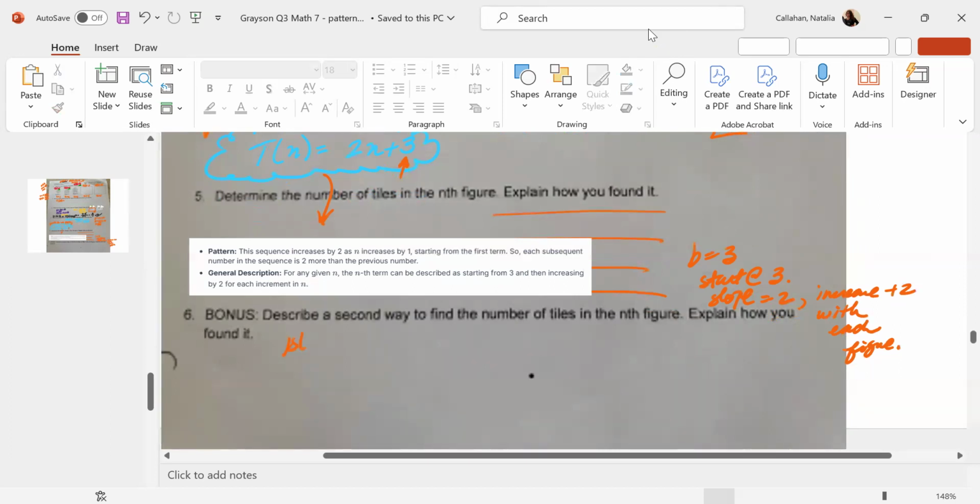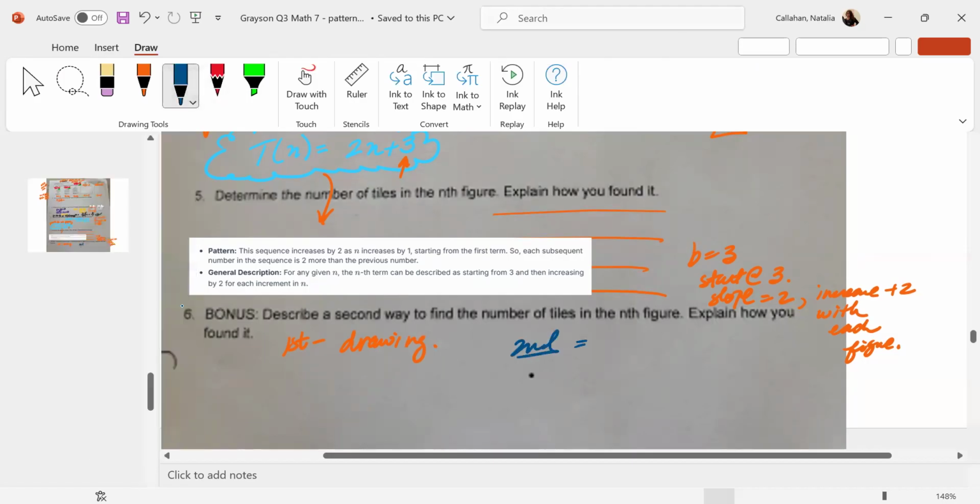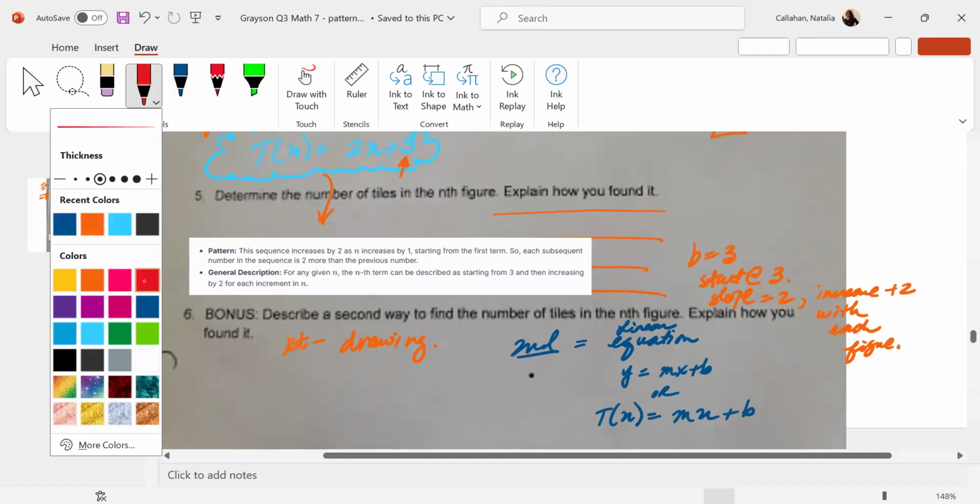The first way is by drawing, right? That's kind of subjective. I don't really know how to do that. The second way is with an equation, right? What kind of equation is it? It's a linear equation, because y equals mx plus b, or t of n equals m times n plus b. That's the second way. Okay, drawing, what are some of the drawbacks of drawing?